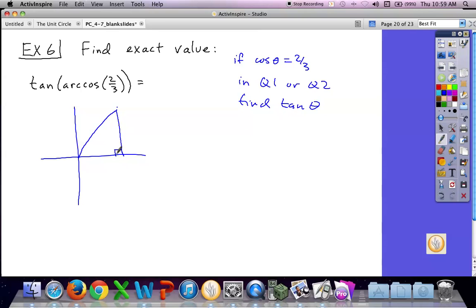The theta is with the x-axis. Right. Now, if the cosine is 2/3, I can label 2 out of those 3 sides. Cosine is adjacent over hypotenuse. And then I need to find the third side, which I will find by doing the Pythagorean theorem. Right. So this side will be the square root of 3 squared minus 2 squared, which is the square root of 5.